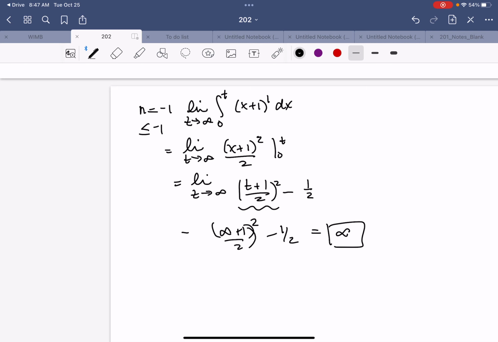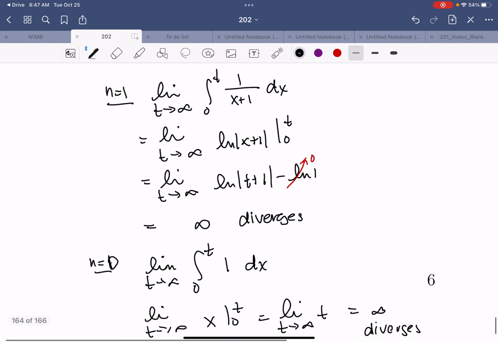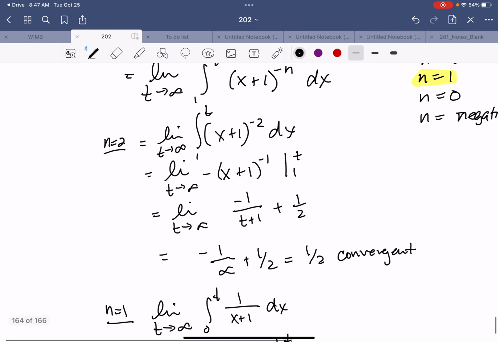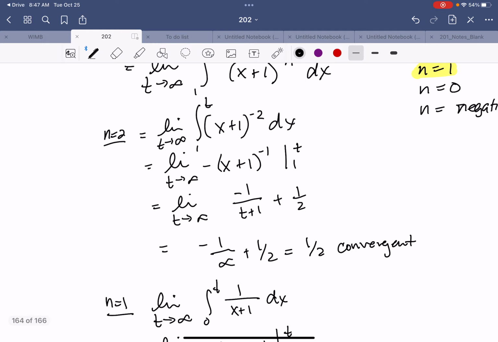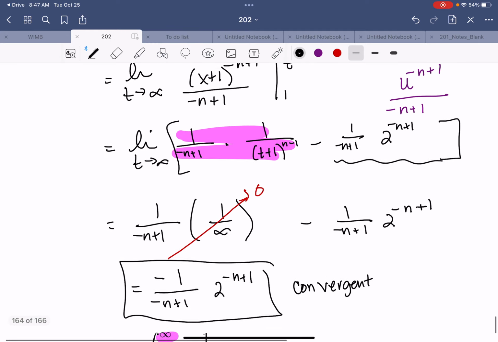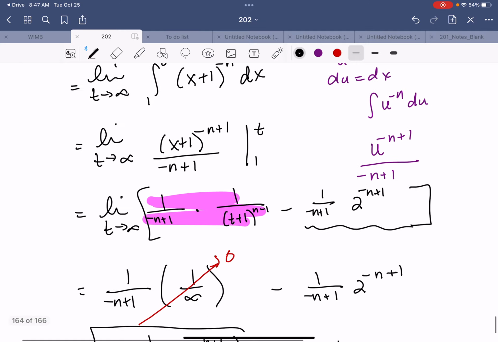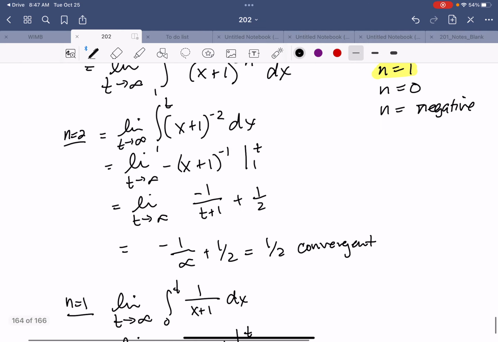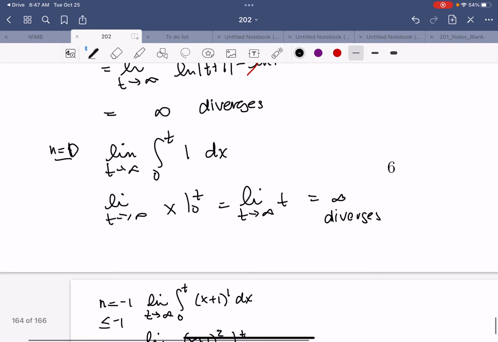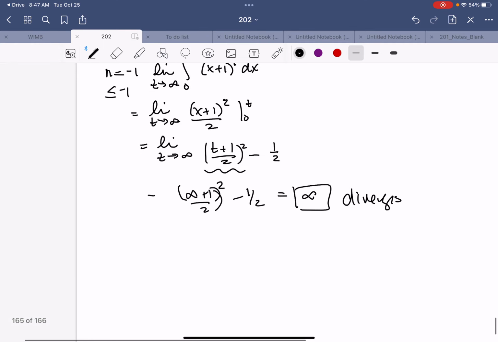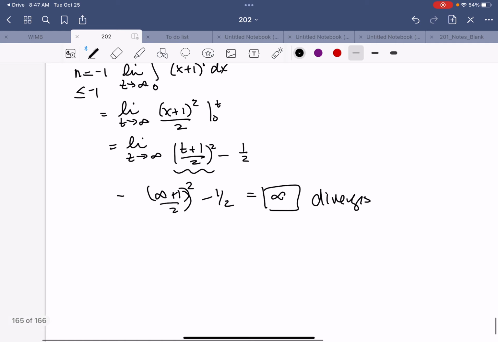So notice that the only one that converges is when n equals 2. We knew that from up above, because we had the case where n was greater than or equal to 2, and we knew that converged. But down here, 2 converges, but everything else diverges. So we checked a couple of cases.